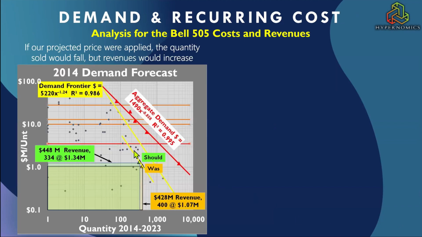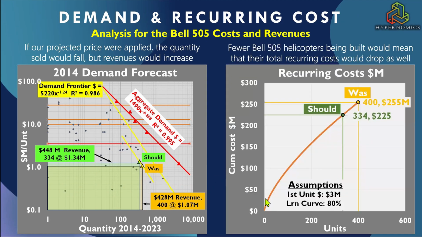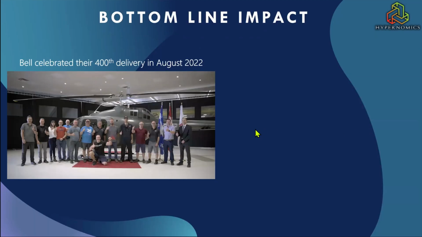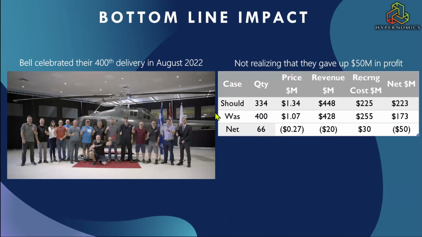Now, we're going to show you some more about demand here, but what they did do was build 400 of them at a certain point for 1.07. We think they should have built fewer for a higher price. The revenue would have been here. They would actually have more revenue had they built fewer at a higher price. And if you assume that their first unit cost was this, and they were learning at this rate, they could have had less cost building this thing. We're going to show you the sum of all this in a second.